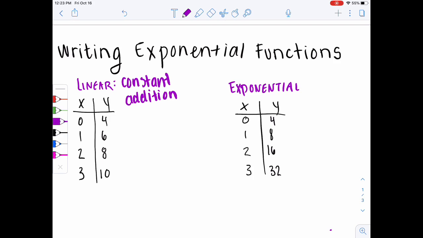So for example, here I'm adding 2, adding 2, adding 2. So I would take my initial value, which is 4, and see that I am constantly adding 2 to it. And x tells me the number of times I add.